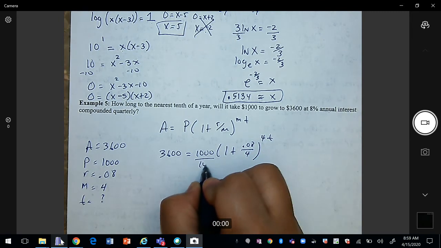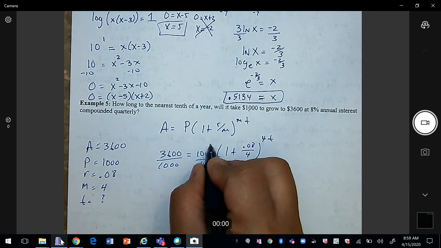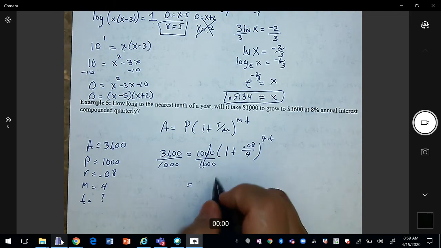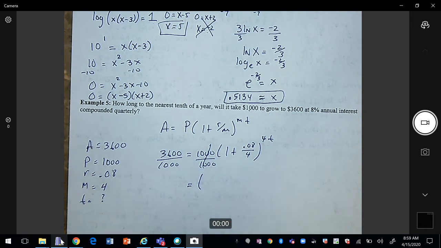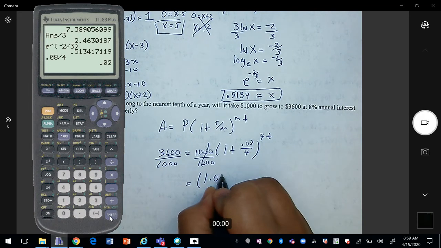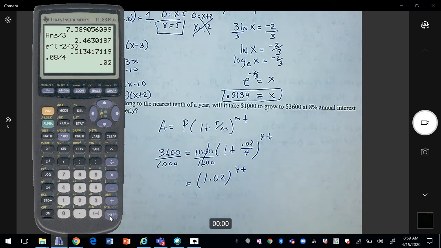Okay, so I'm going to divide by 1,000. And then we can simplify this in here. So we have 0.08 divided by 4 is 0.02. So we get plus 1 is 1.02. And of course, 3,600 divided by 1,000 is 3.6.